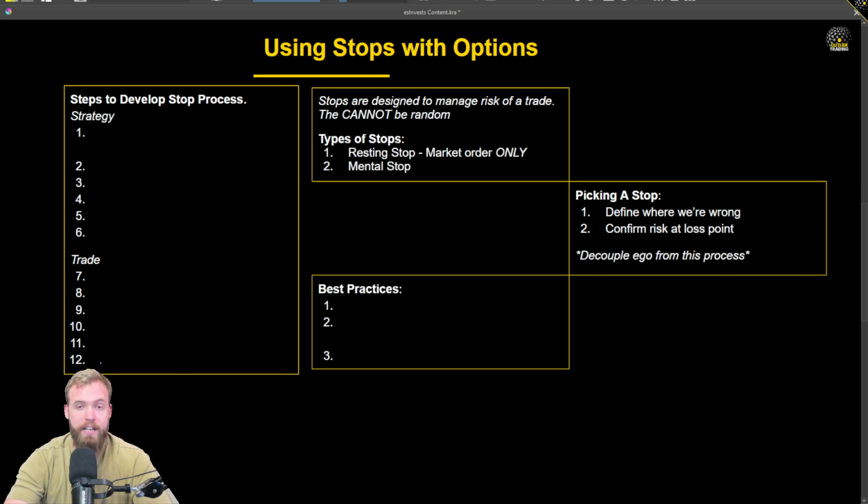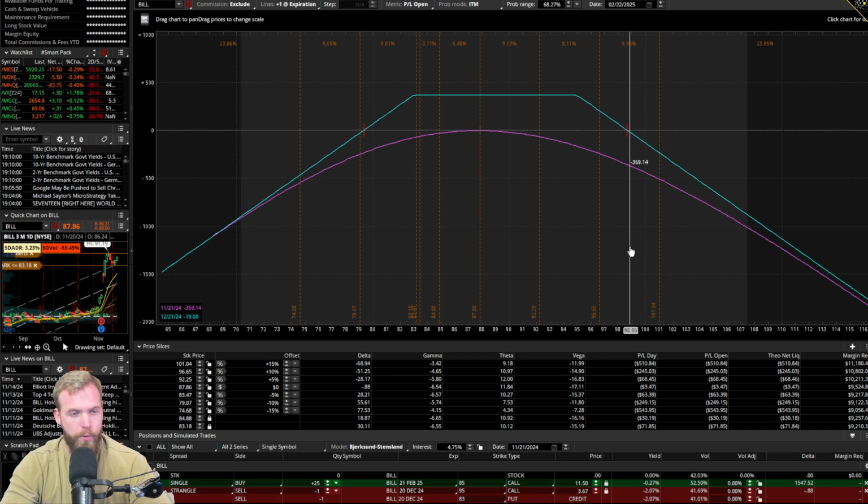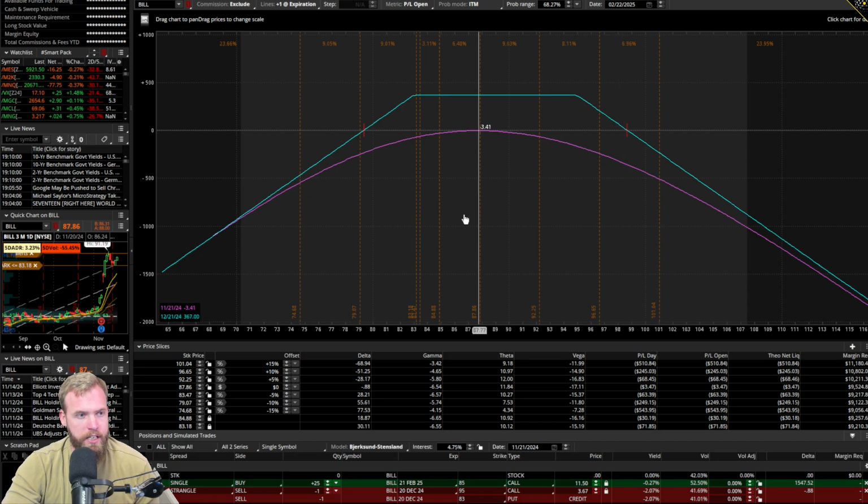So for example, if you're selling something like an iron condor, there's a clear spot that we're wrong in the trade. So for example, I'm using Bill because this is the example we're going to use for the other scenario. And right now I'm just looking at the 20 Ds 95.83 iron condor. That's short. Well, you can see where the break even is, which is here and here.